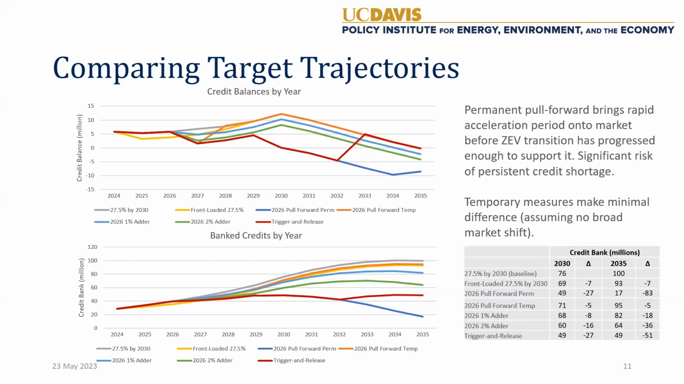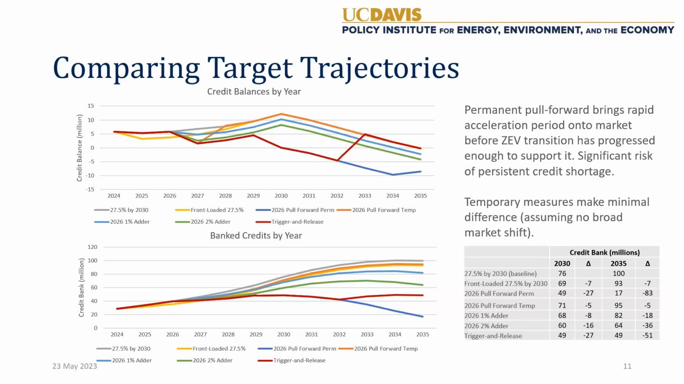The table in the bottom shows the aggregate number of credits in both 2030 and 2035. I wouldn't worry so much about the raw numbers, again, because it's an oversupplied scenario. The delta, I think, is the important thing. That is the change from the baseline. It gives you a sense of how much each of these mechanisms ultimately can provide. So what we see is things like just simply front loading the ambition takes a few million credits out, as does the single year pull forward, right?